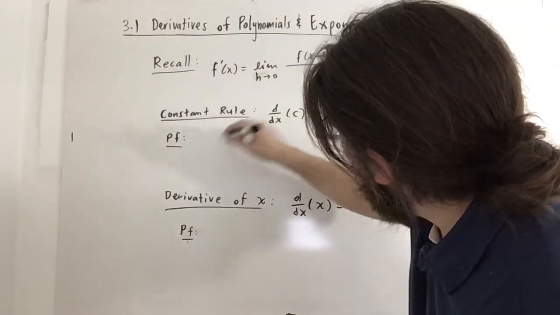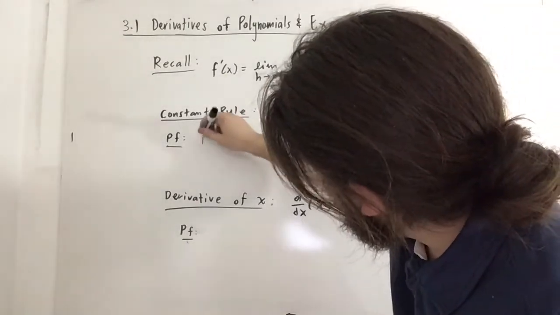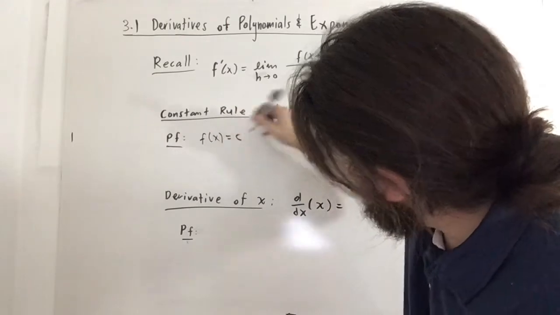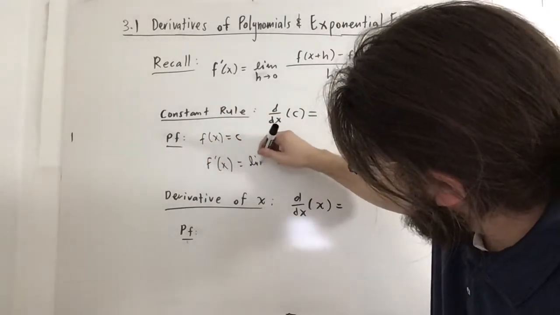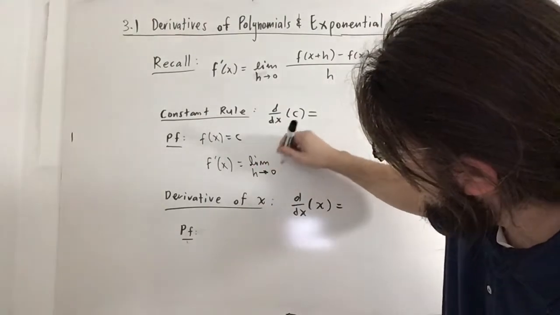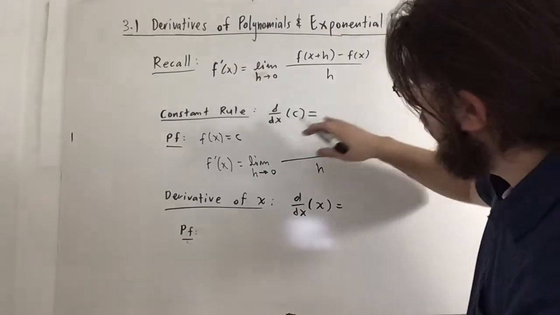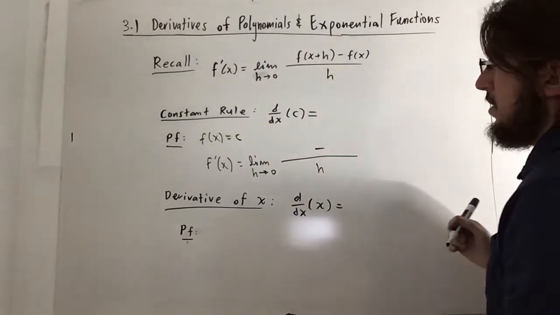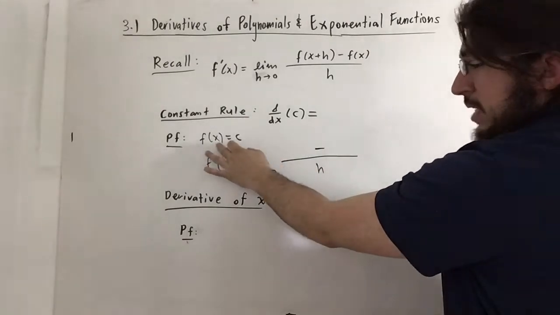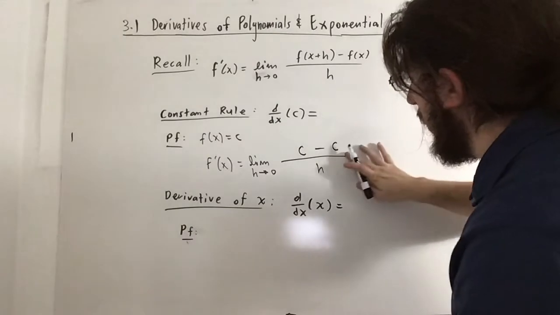So we say that this derivative, where the function is c, that's what we're taking derivative of anyways, f prime of x is equal to limit as h goes to 0 of what? Well, it's all over h. On top we have something minus something else. It's f of x plus h. Since f of x is c, f of x plus h is going to also be c. And then f of x will again be c.